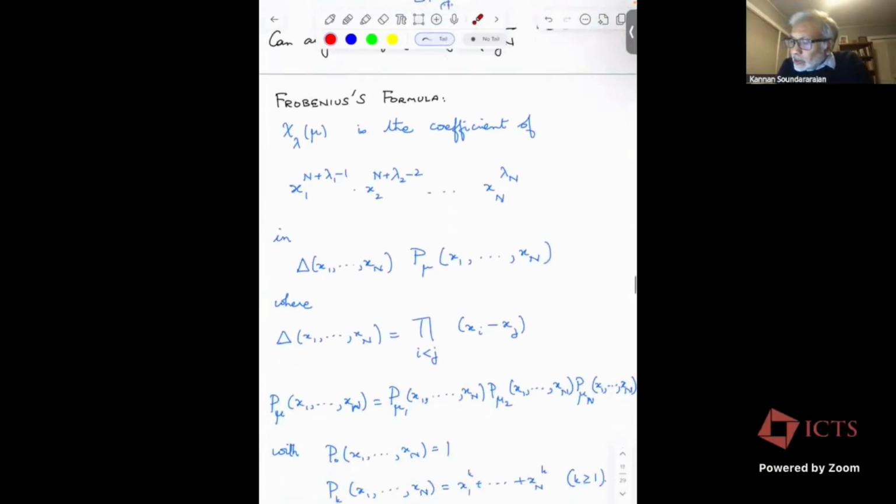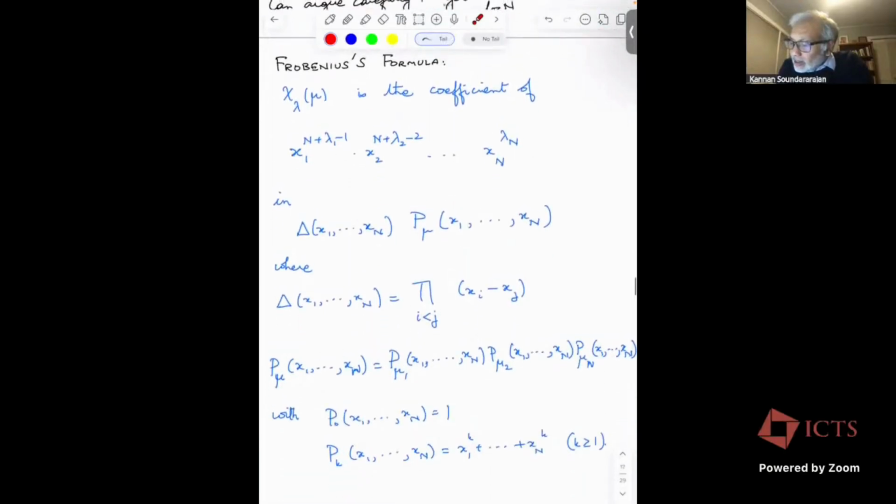To study congruences, there is one other nice trick which allows you to do more than just this proportion and allows us to get the proportion 1. And this has to do with another property of these characters, namely, you can compute the character values by another formula, and this is a formula which goes back to Frobenius.